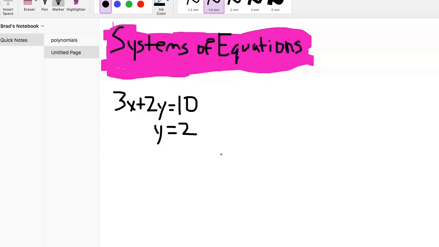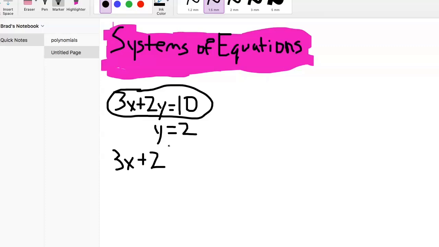In this first problem, we have 3x plus 2y equals 10 and y equals 2. We're going to try and solve for x here. They already told us that y equals 2, so really all we have to do is write that top equation out: 3x plus 2, well, they said y equals 2, so we're just going to substitute that 2 in for y, equals 10.